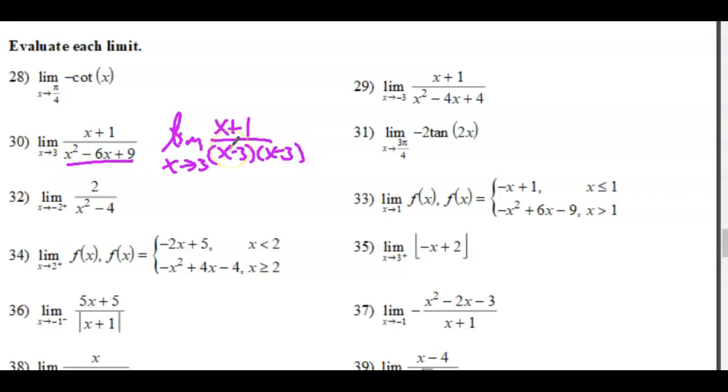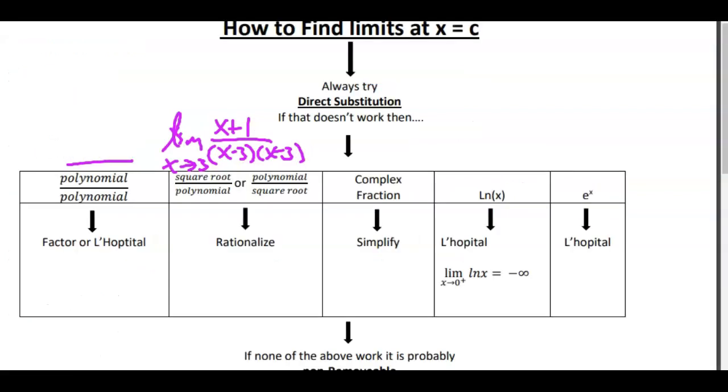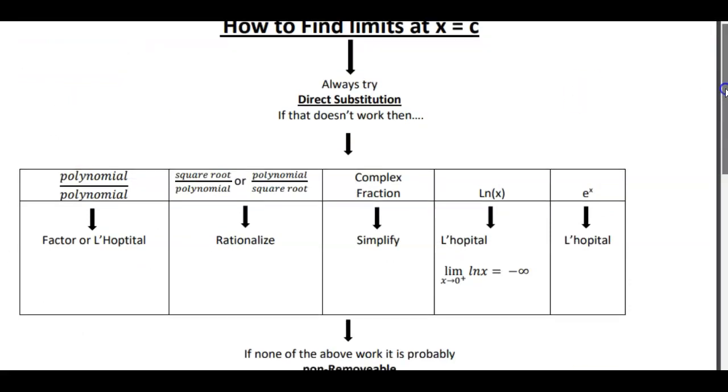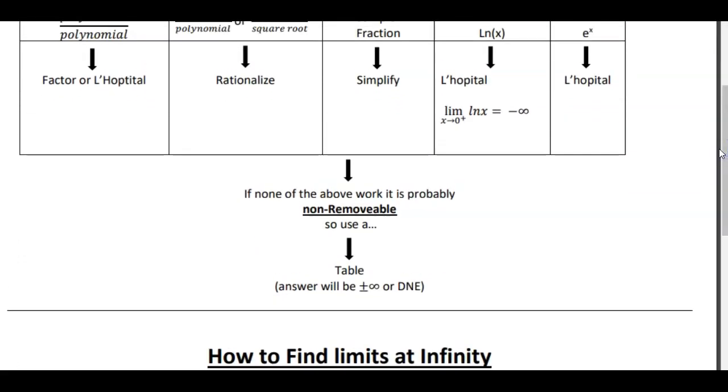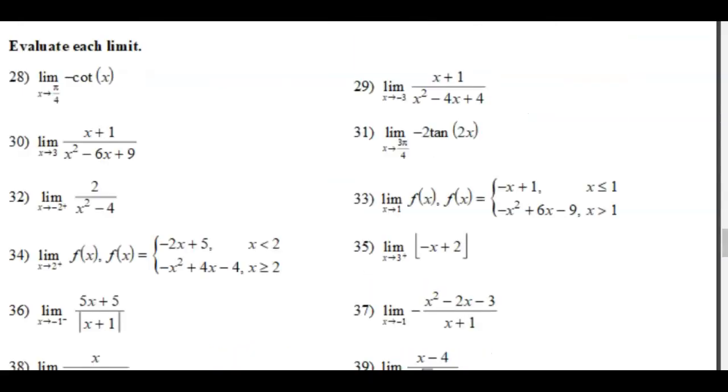Does anything cancel? Nope. And so when that happens, when your only methods that you had available to you fail to remove the discontinuity, then you have a non-removable discontinuity. And in that case, you have to use a table to get your answer. Okay? So in this case, we're going to have to use a table. It's either going to be infinity, negative infinity, or undefined.